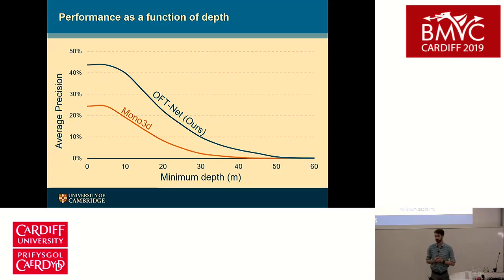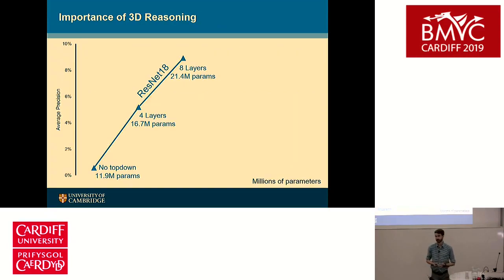Okay, so just digging into the results a bit more. This shows our performance as a function of depth. As I mentioned before, we're able to outperform Mono 3D across a wide range of depth levels. Even at the point where Mono 3D basically fails, beyond about 30 meters, we're still able to relatively reliably detect objects. That's one of the key strengths of our approach.